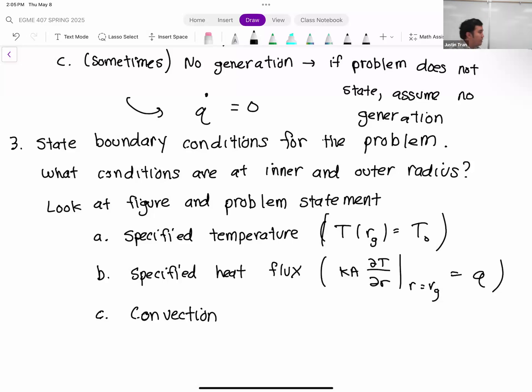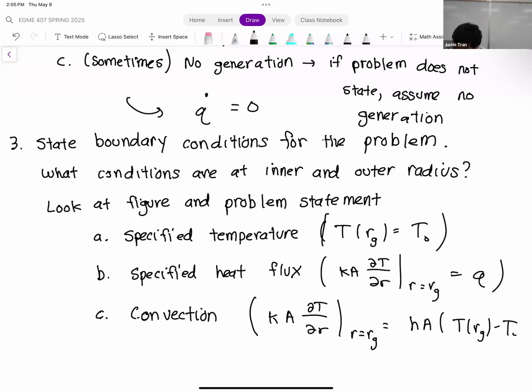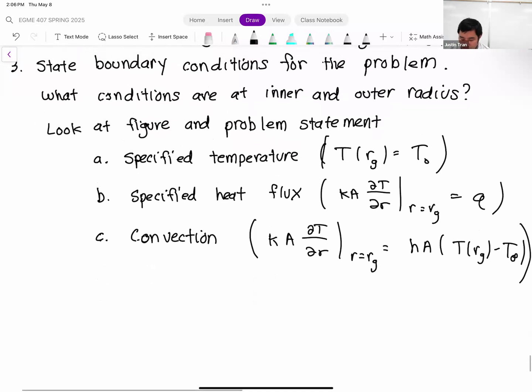And then the third option that you may have is what's called a convection boundary condition. In those situations, you have the conduction heat flux, so K A times partial T partial R at R equal to Rg is equal to H times A times T of Rg minus T infinity. Each of these three conditions is going to present different mathematical ways that you're going to apply them later on. But you need to be able to recognize from the figure and from the problem which ones you're going to specify.